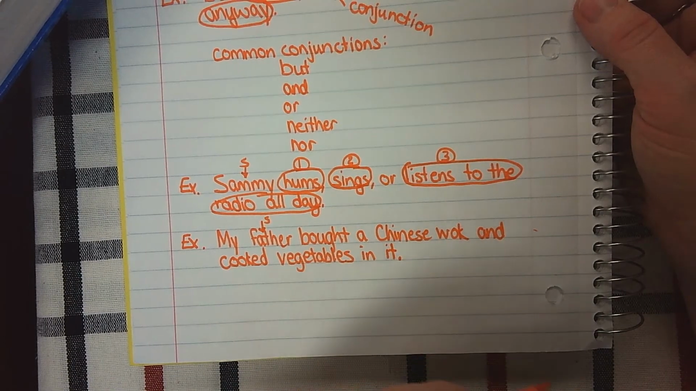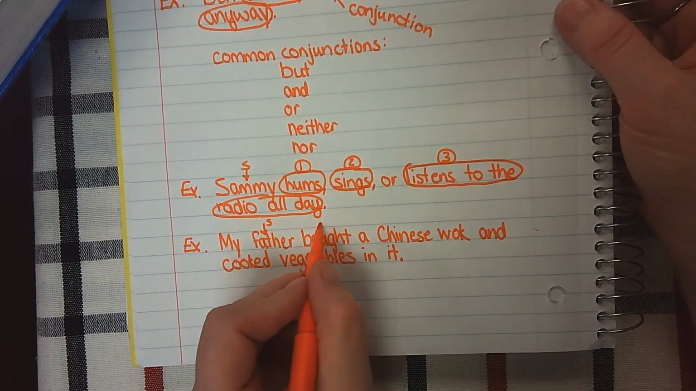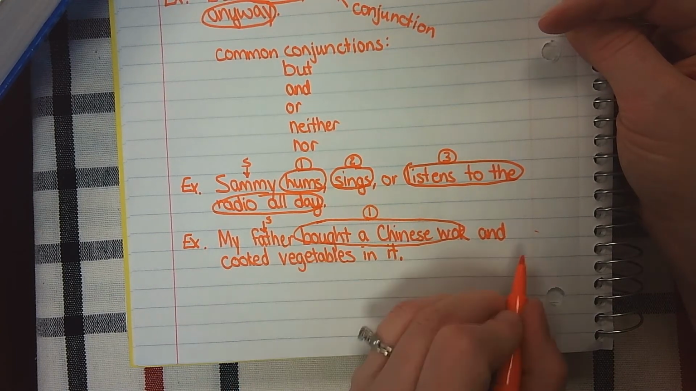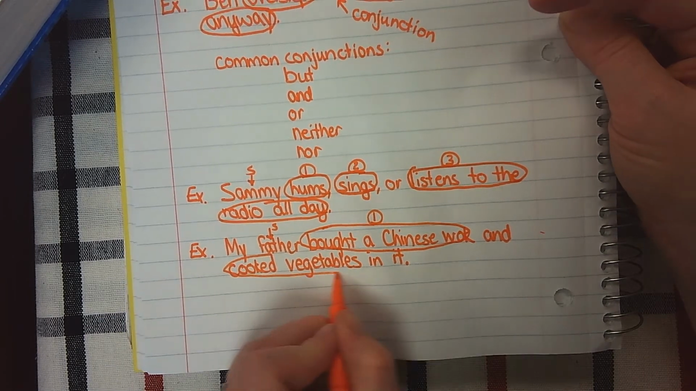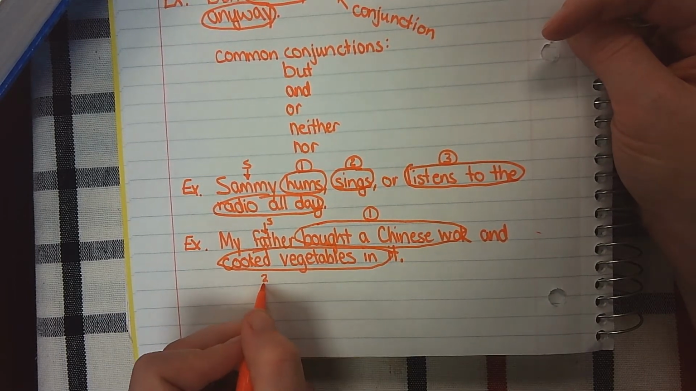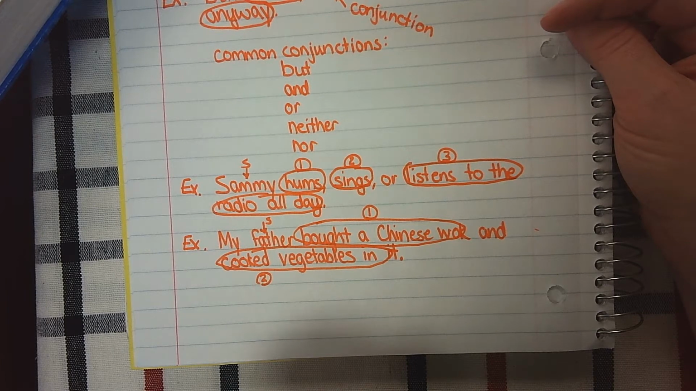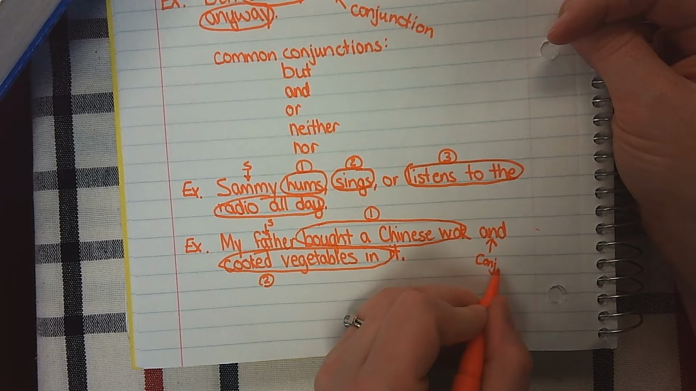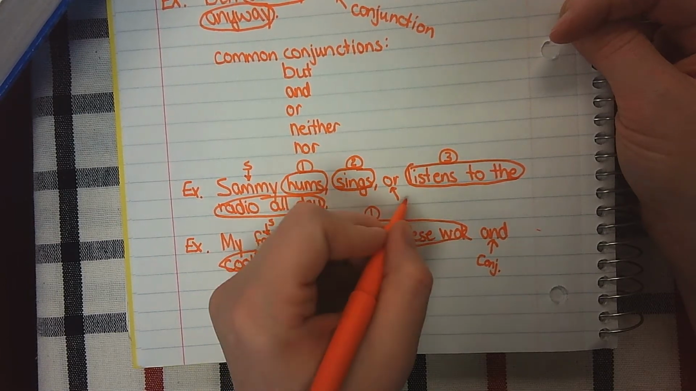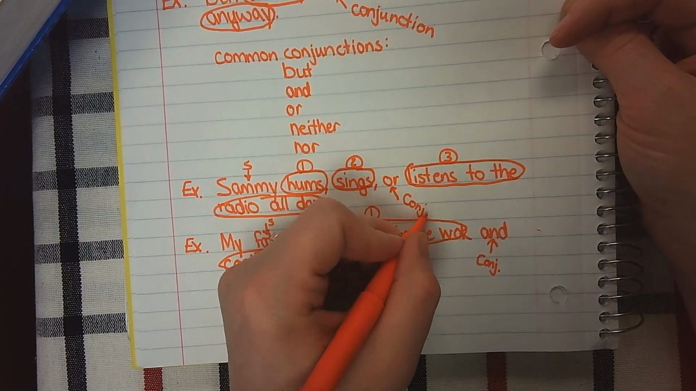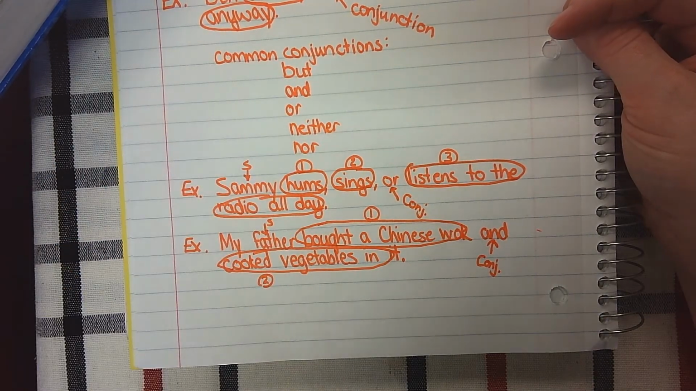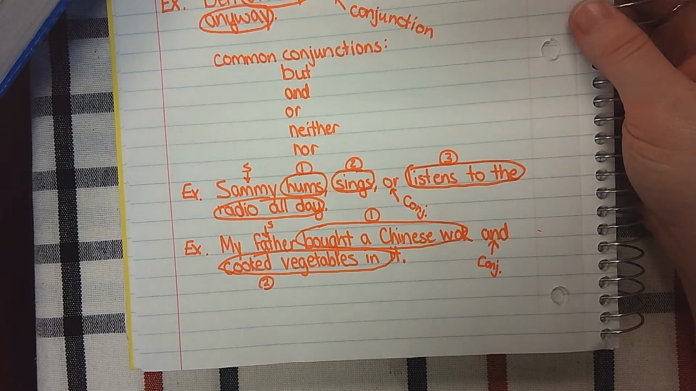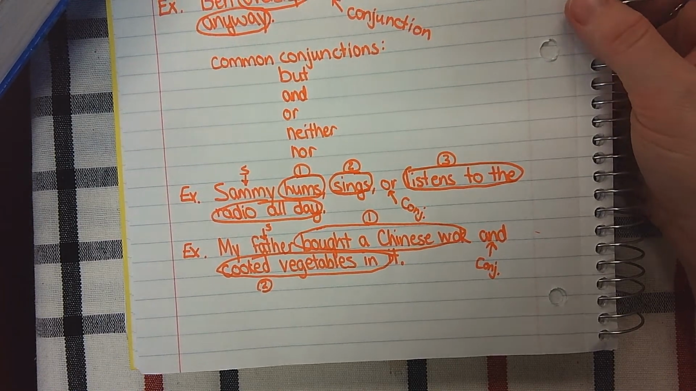What is our father doing? Well, he bought a Chinese wok. This is our first predicate. And cooked vegetables in it. This is our second predicate. Okay. In this example, we use the conjunction of and in the previous example, we used the conjunction of or. Okay, so we're combining all of the things that they're doing using a conjunction, and it has to be more than one in order to be a compound predicate. Otherwise, it's just a predicate.